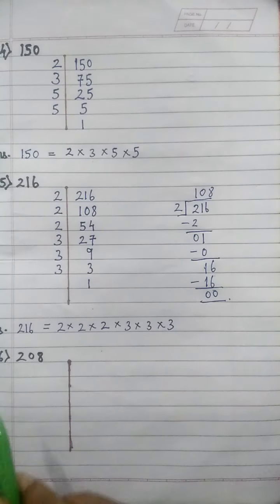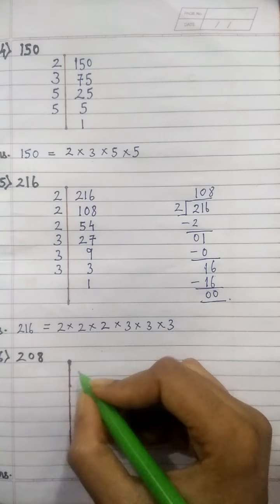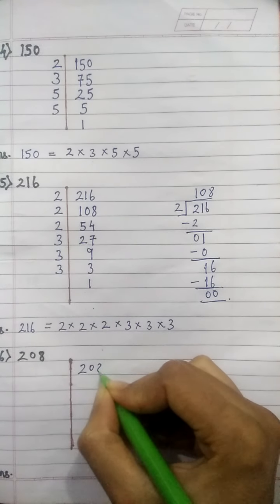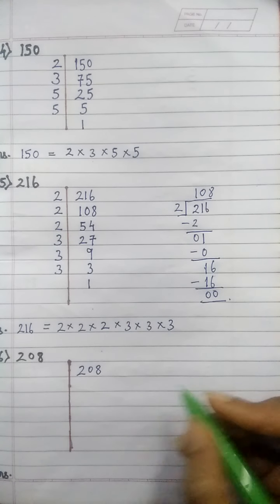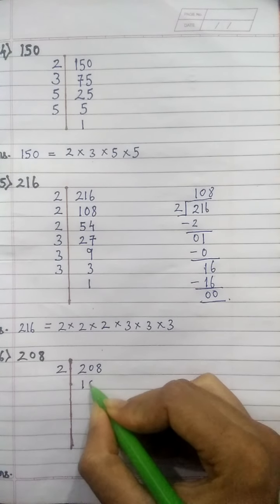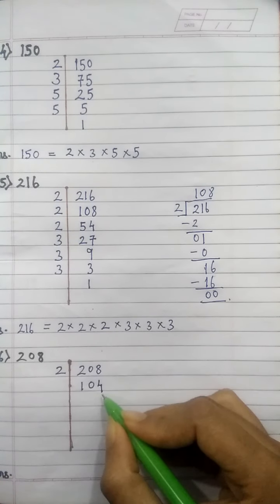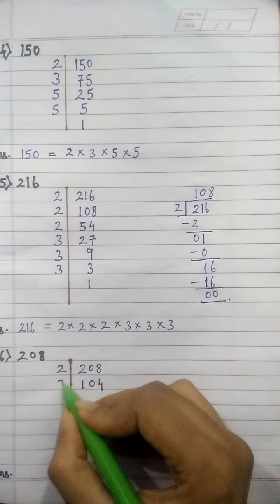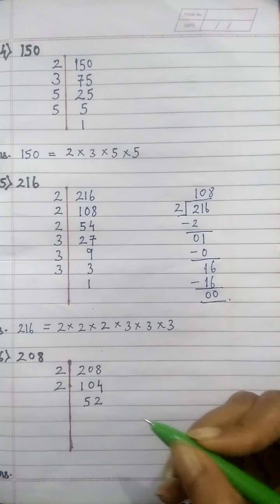Okay. Let's move to question number 6, 208. 208, you can see units place is an even number, so it is divisible by 2. So let's write the factors. 2 1s are 2, 2 zeros are 0, 2 4s are 8. Again 4 is divisible by 2, so 2 5s are 10 and 2 2s are 4.